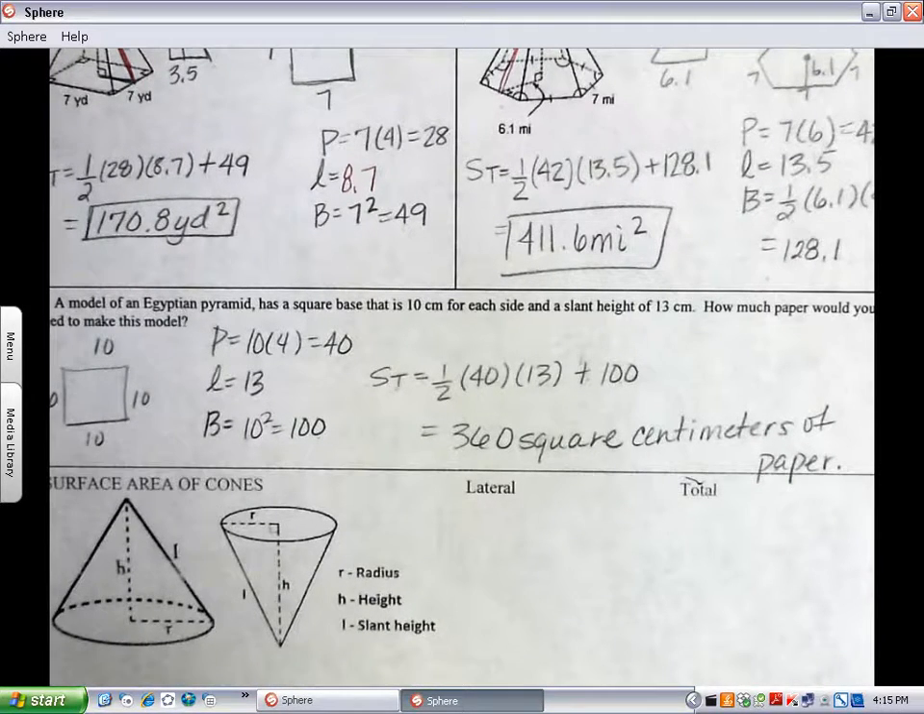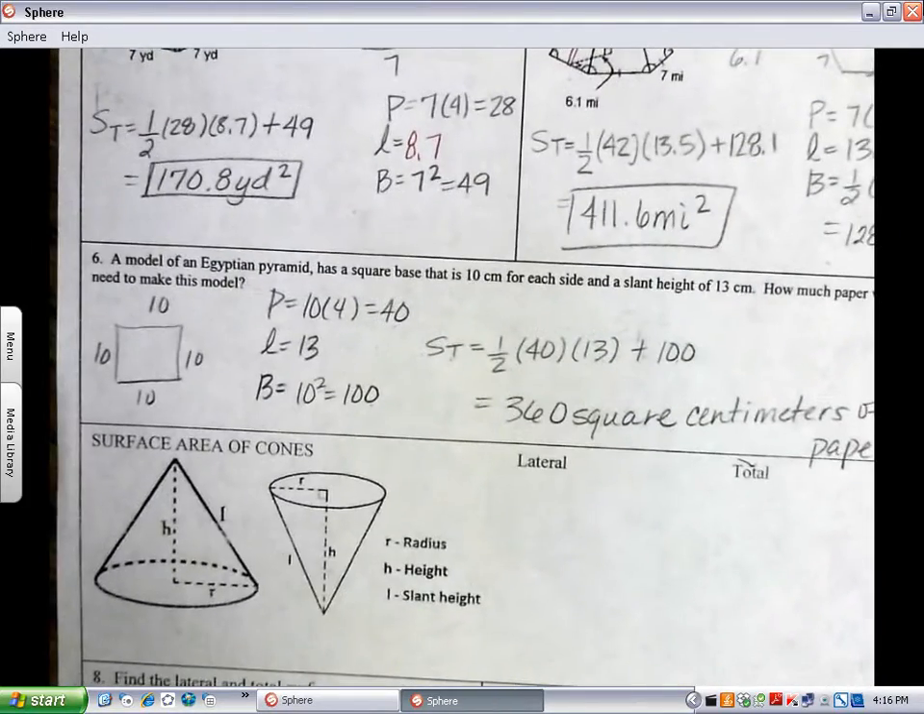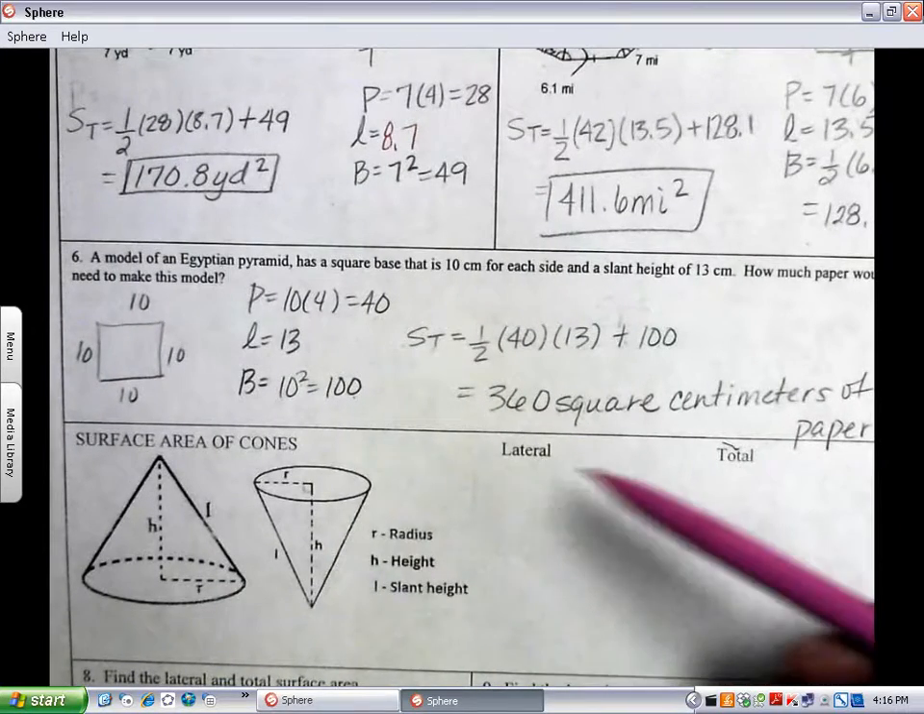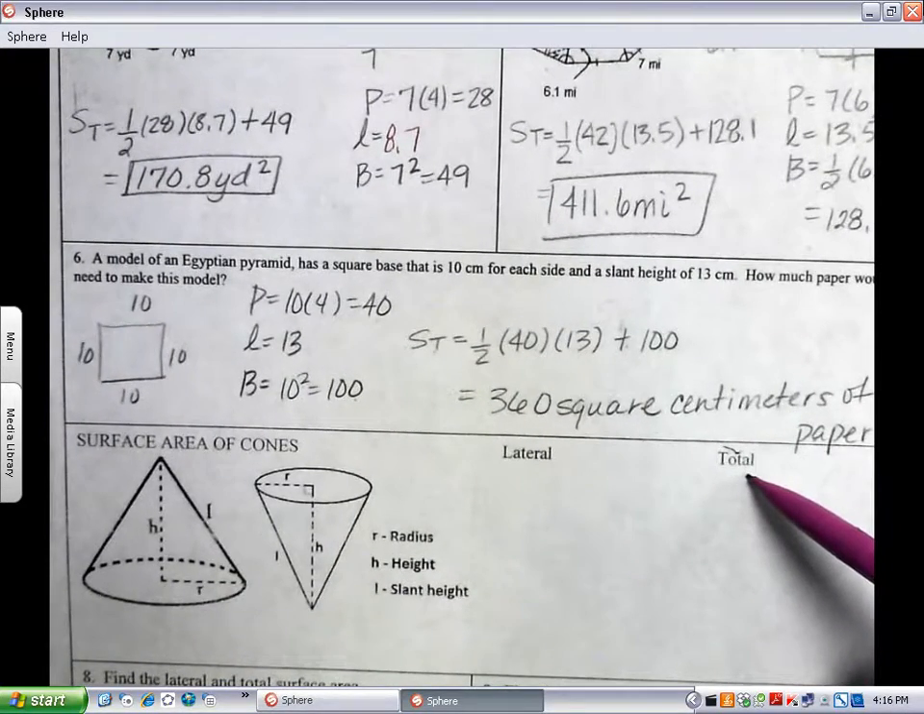Okay? So I hope you were able to do that problem also. So we have about 4 more examples, and we're shifting over to cones this time. So let's look at our formula sheet. We're going to write the formulas for the lateral and total surface area of cones.